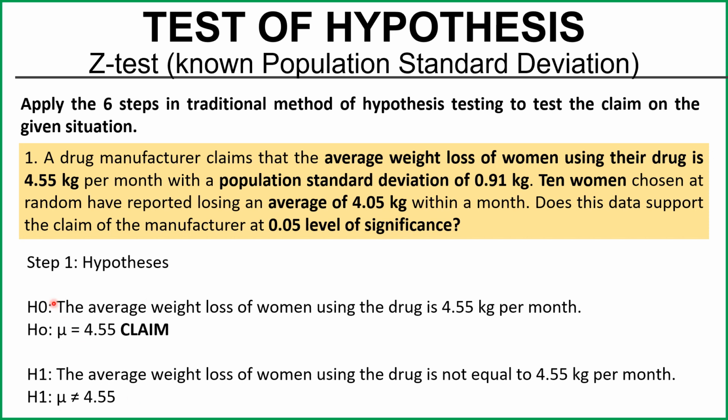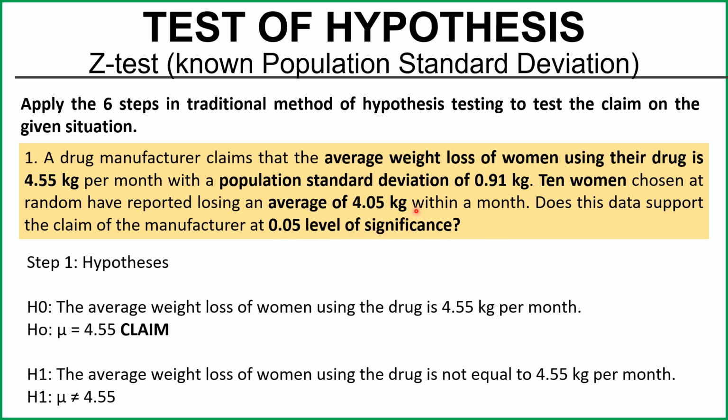So let me read it to you. A drug manufacturer claims that the average weight loss of women using their drug is 4.55 kilograms per month with a population standard deviation of 0.91 kilograms, and 10 women chosen at random have reported losing an average of 4.05 kilograms within a month. So does this data support the claim of the manufacturer at 0.05 level of significance?